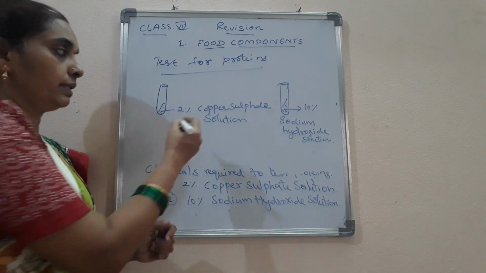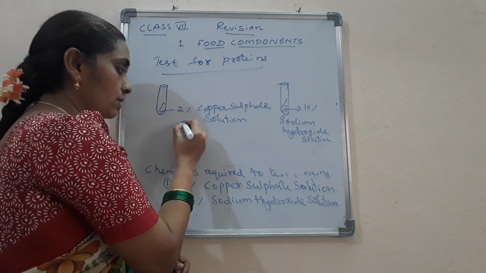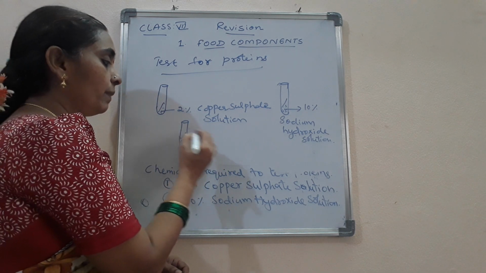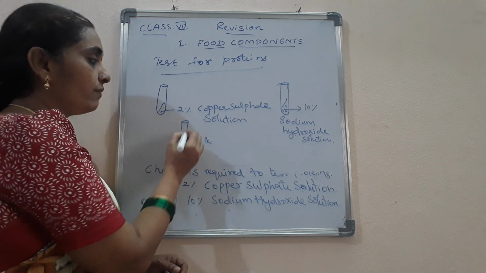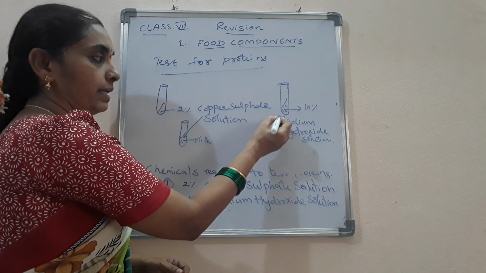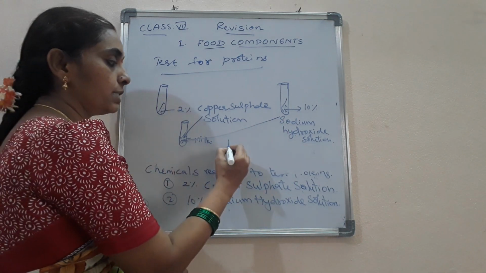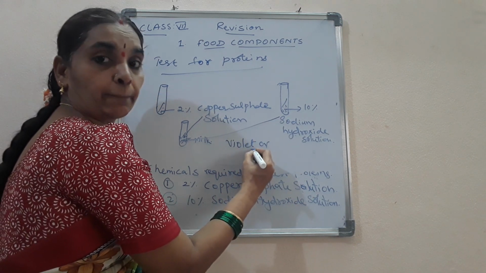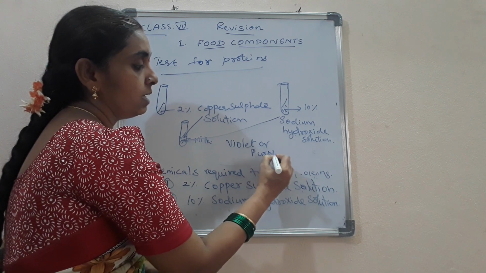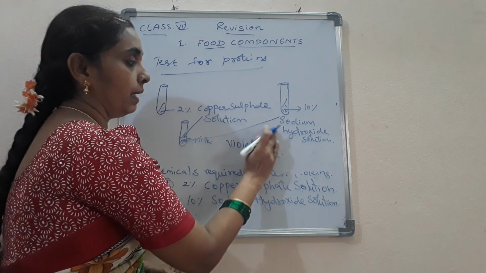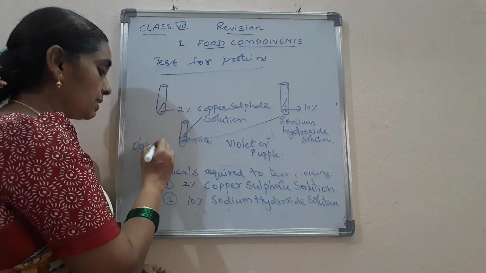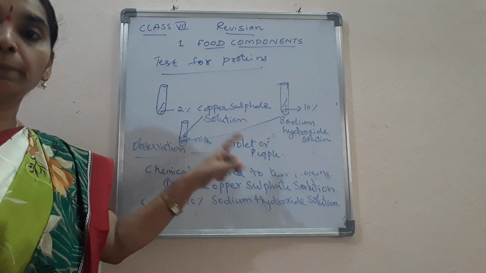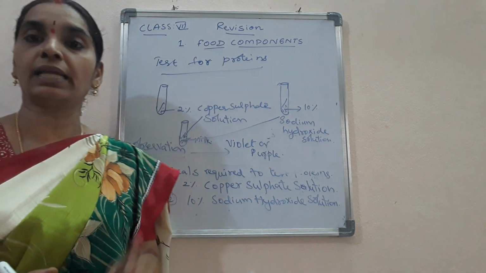Next, you are testing them in milk, because you know that milk contains proteins. So milk is an animal complete protein. When you add two drops of copper sulfate and 10 drops of sodium hydroxide, it turns violet or purple. Observation is violet or purple. Okay children, if the solution turns violet or purple, then we can say that the substance contains proteins.